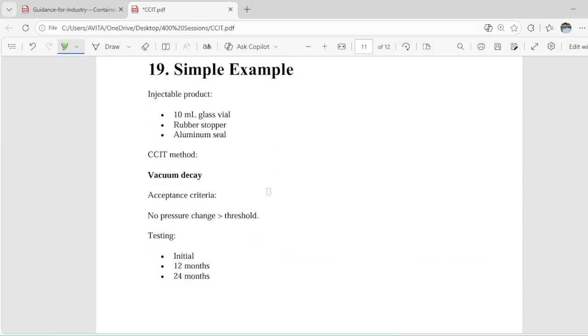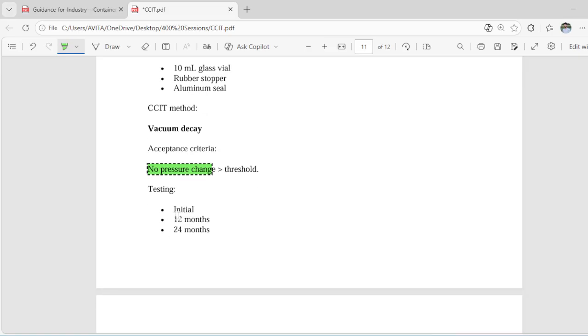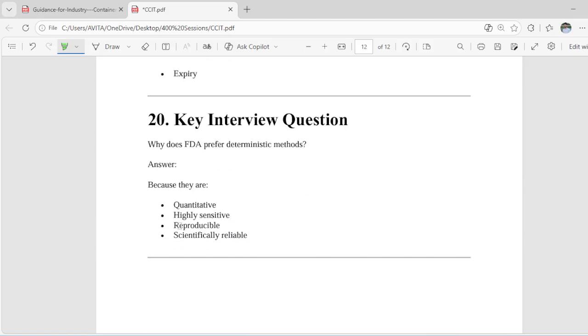Simple example: injectable product, 10 ml glass vial, rubber stopper, aluminum seal, CCIT method vacuum decay. Acceptance criteria is no pressure change, that's the threshold, and testing could be initial, 12-month, 24-month, and expiry.